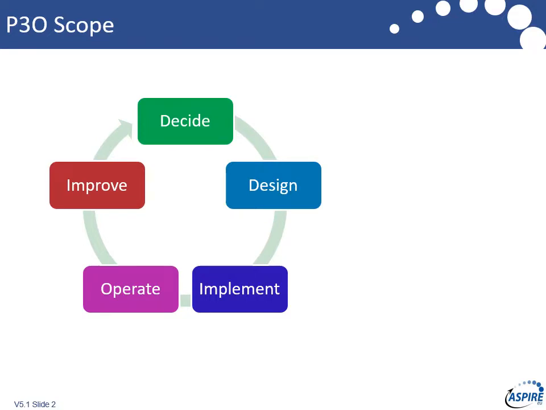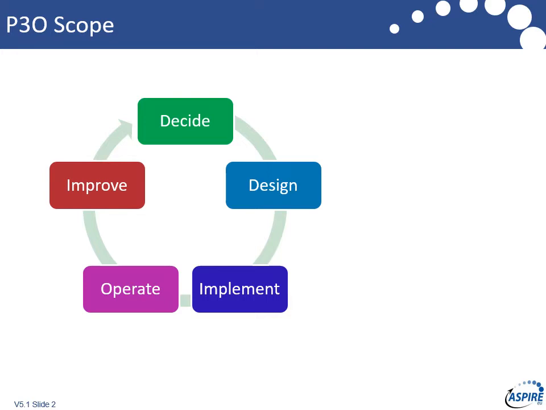Okay, so first of all, we've got to think about the scope of the P3O. What services and processes are we going to include? Which ones do we run ourselves? And there may be those that we have a relationship with other departments, for example, commercial. We may not do all our own procurement. We may work with them on this, depending on the size and scale of your organization.